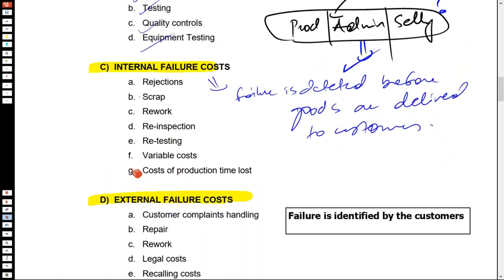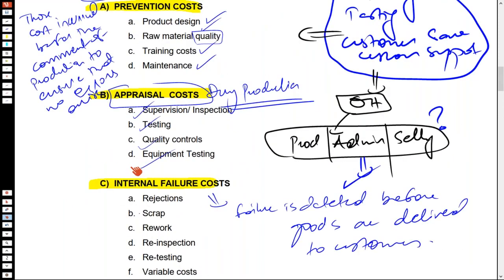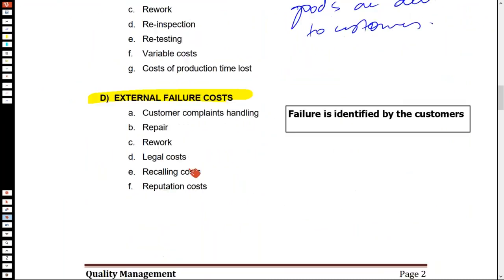Okay, so once you have introduced the concept of quality cost, what actually happens is that the costs are identified as quality costs, and once they are identified as quality costs, we are able to understand in what areas we are incurring the cost.